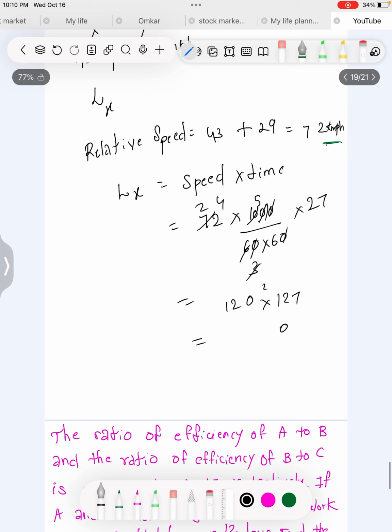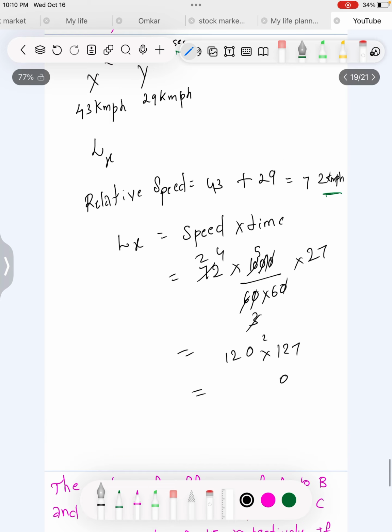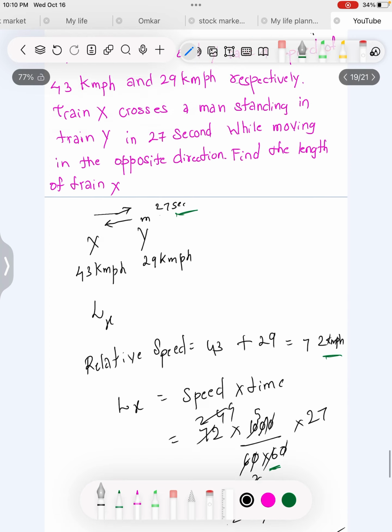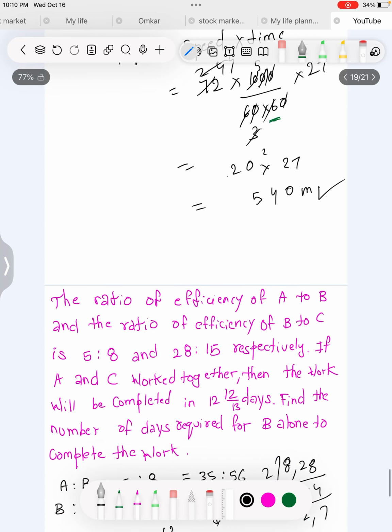Oh sorry, here we have missed this 6 actually. You can check it out. We have missed 6, so let us cancel this one also. 6 4s, okay, then we will get 4 5s are 20 into 27. So now the answer is nothing but 540 meters. In this way you can solve this question. Okay, so let us go to another question.